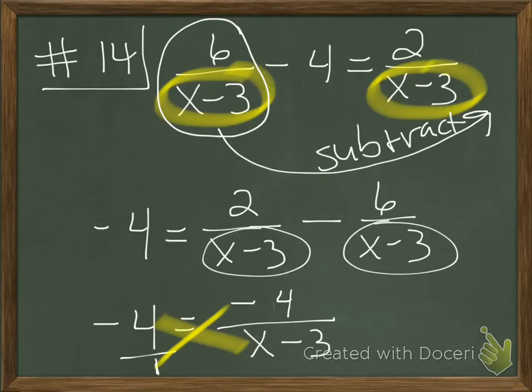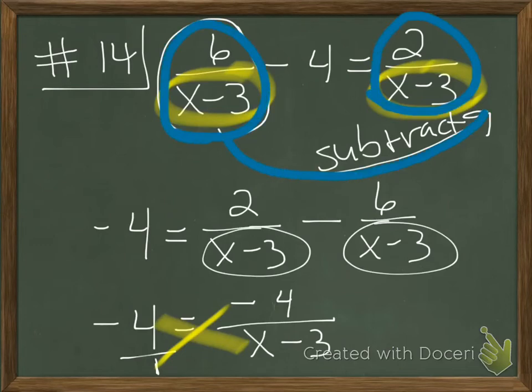Anytime you have separate parts that could be combined if they were on the same side of the problem, you can add or subtract a part to the other side.